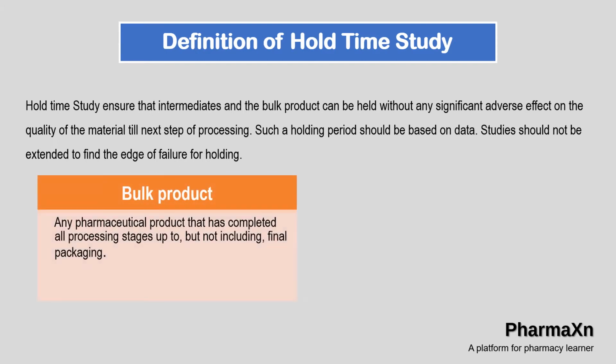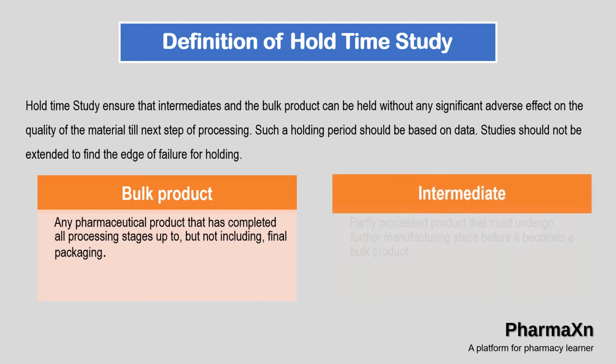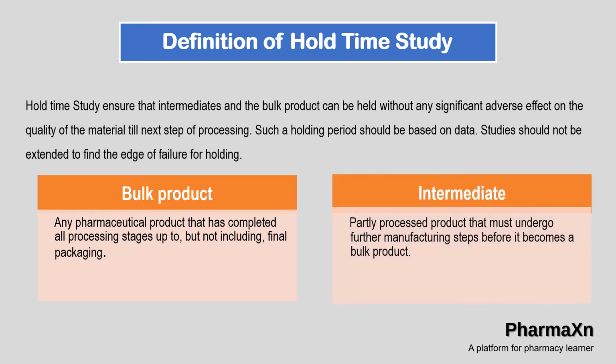First is bulk product: any pharmaceutical product that has completed all processing stages up to, but not including, final packaging. Second is intermediate: partly processed product that must undergo further manufacturing steps before it becomes a bulk product.